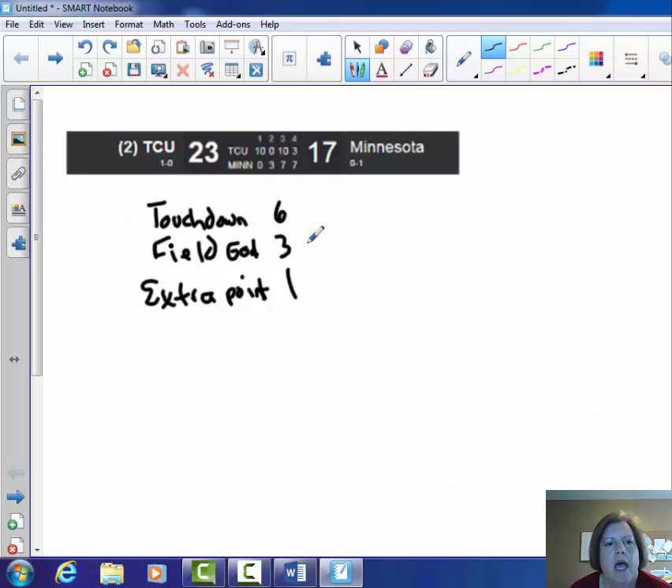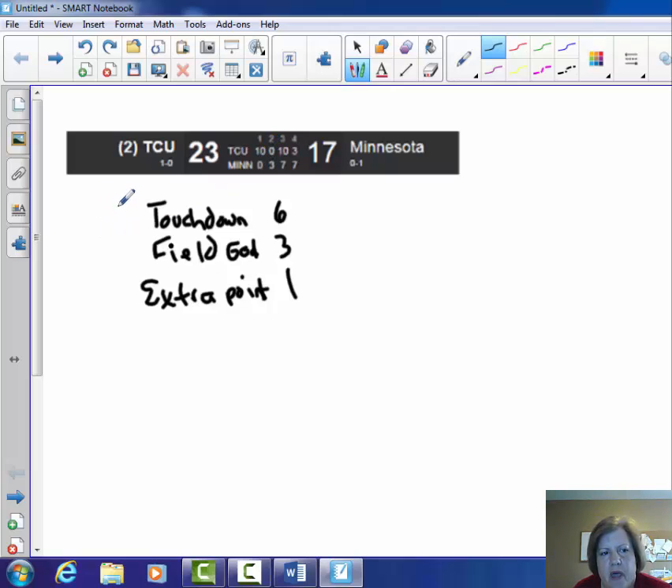Okay, so I've got my scoreboard here, and I know that points are scored in football by touchdowns, field goals, and extra points. 6 for a touchdown, 3 for a field goal, and 1 for an extra point. And we know that TCU scored 10 points in the first quarter.